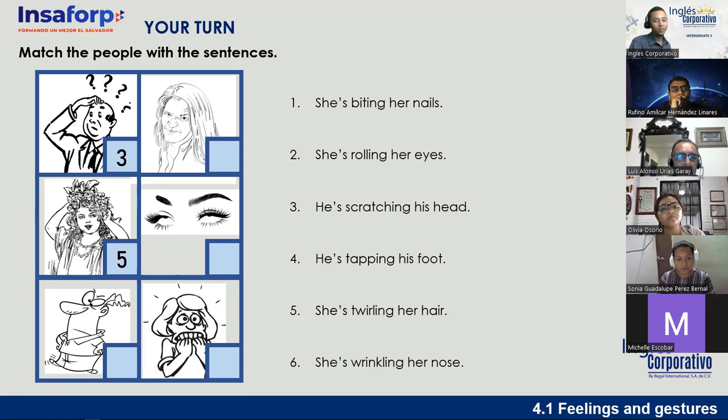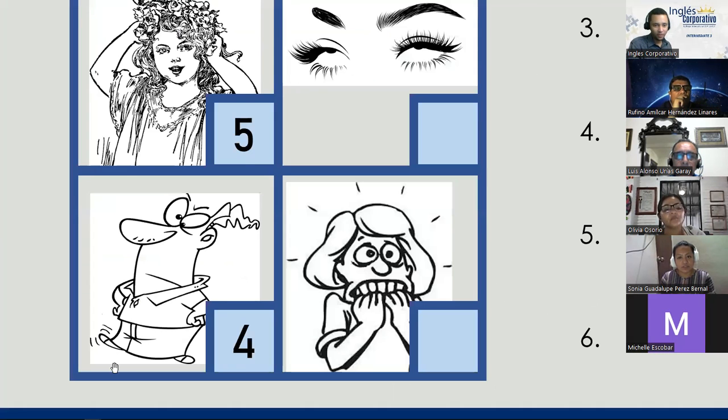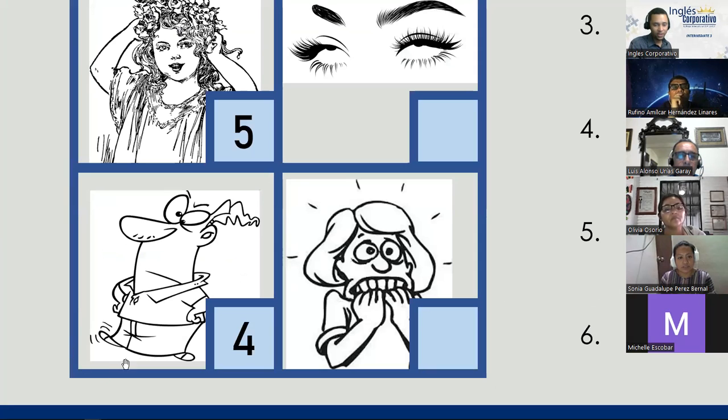Good, thank you, Luis. What about this one right here? What about this man? What can you say about him? He's tapping his foot, okay? Yeah, that's right, he's tapping his foot. He's impatient, okay? So he's tapping his foot. Good, you can see it here, right? He's tapping his foot.